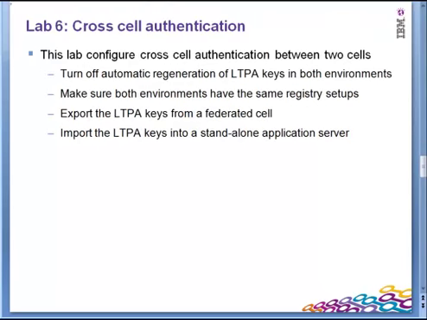Lab 6, Cross-cell authentication, goes through the process of sharing LTPA tokens between 2 cells and various other steps as well. And this allows you to have cross-cell authentication between 2 cells. The key component there is making sure that the LTPA tokens are usable in both environments, so those need to be shared. So we go through the process of exporting the LTPA keys from one cell and importing them into another and configuring everything else that needs to be done.